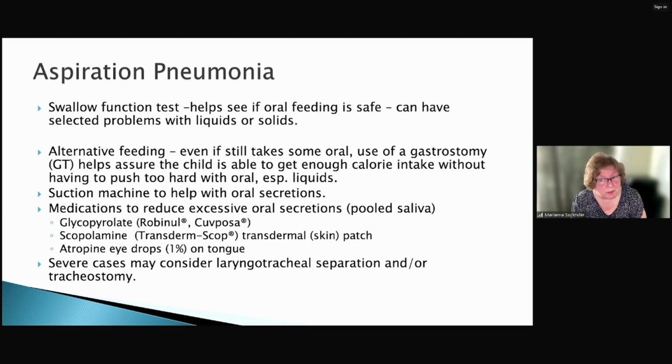Scopolamine is a transdermal patch that people use often for motion sickness, like with cruises, and they'll tell you their mouth is dry. This is nice because it is extended action, sort of steady state, and you change it every 2 to 3 days, putting it behind the ear. Atropine eye drops can be used under the tongue, and they last for some hours. For severe cases where they really are at risk for aspiration, they cannot handle their oral secretions, then one could consider a laryngotracheal separation, we'll talk about in a minute, or a trach.